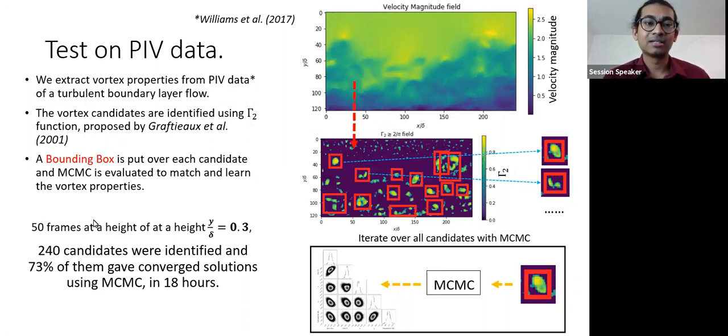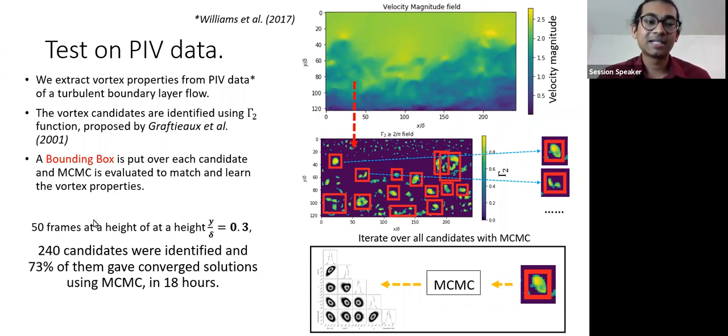Now let's apply MCMC on real PIV data. So we begin with the turbulent boundary layer data, a data set that was used by Williams et al. in 2017. An example snapshot can be seen on the right. The vortex candidates are identified by the gamma function proposed by Graftieaux, and we can observe the vortex cores. The vortex candidates are isolated from the gamma function by applying a bounding box around the cores. Finally, we iterate over each vortex candidate by applying MCMC and then getting the coordinate plots and extracting the vortex properties.